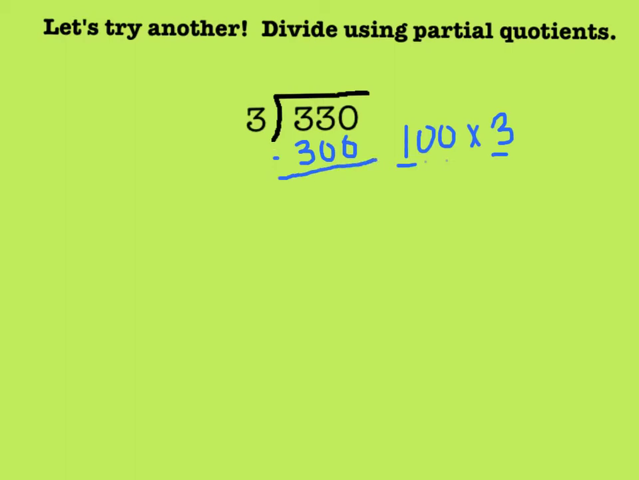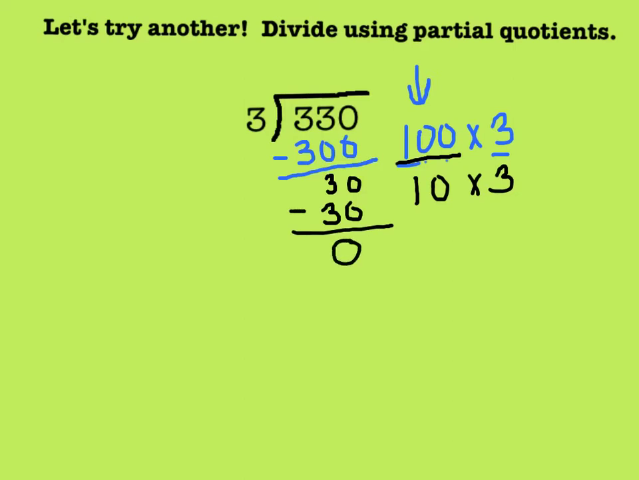So I'm going to use that partial quotient. So my groups would be 100. So I have 100 groups of 3. Now let me subtract. 3 minus 3 is 0. So now I have 30. I have 30 M&Ms left. Now let me think. What times 3 is going to give me 30? Oh yeah, 10 groups times 3 is 30. So I can subtract 30 from 30, and that is going to give me 0. And that was 10 groups of 3.